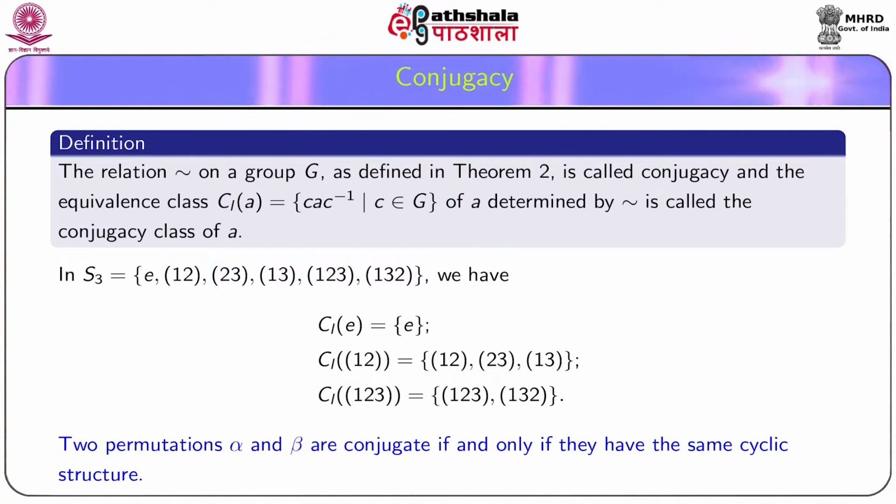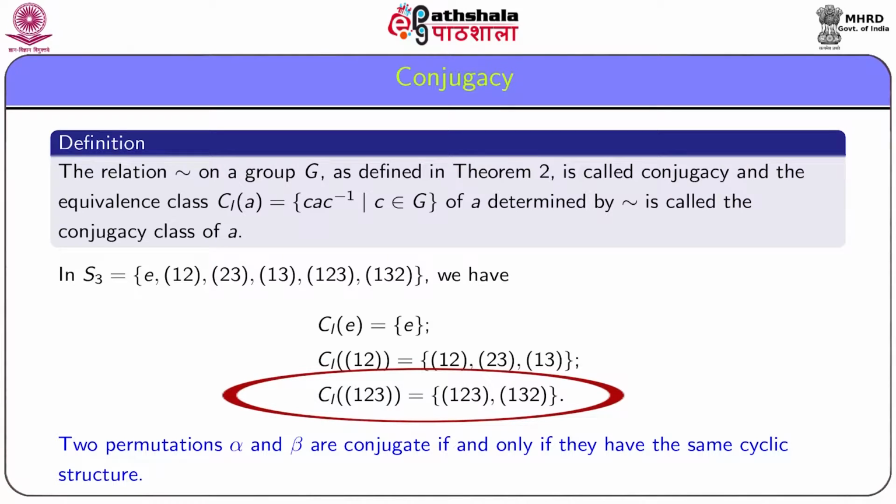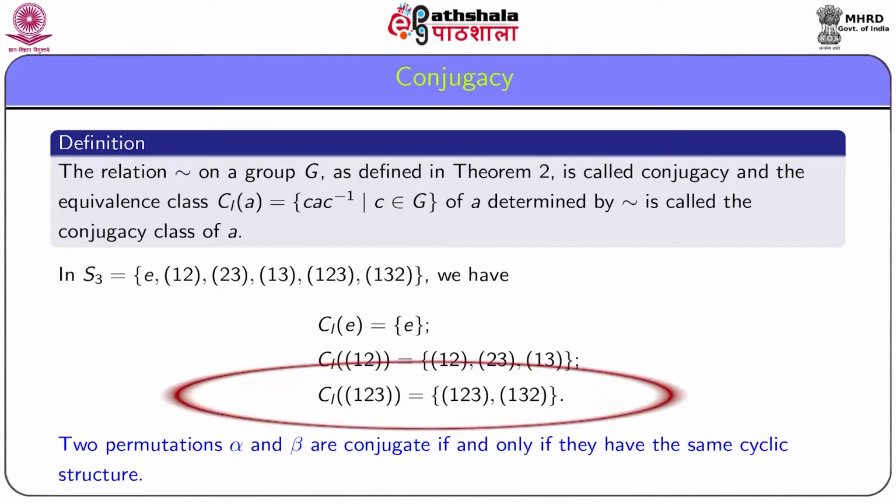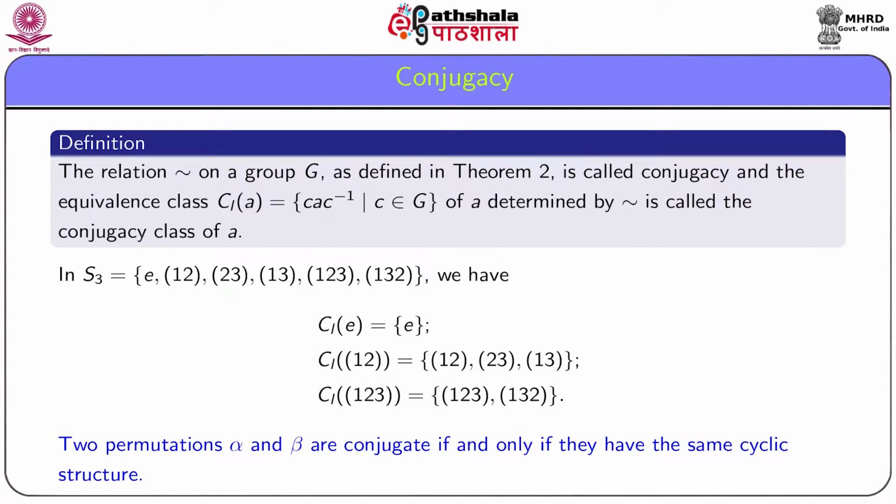Thus, the conjugacy class of E is the singleton set containing E only, and the conjugacy class of (1 2) is the set containing all 2 cycles (1 2), (2 3), (1 3), and the conjugacy class of (1 2 3) contains the 3 cycles (1 2 3) and (1 3 2).